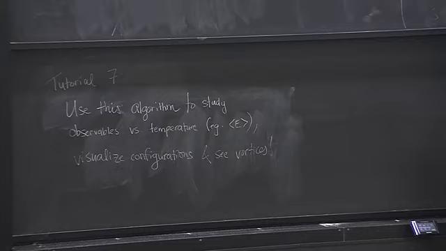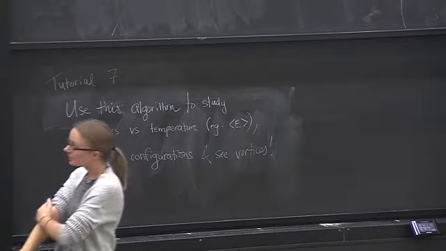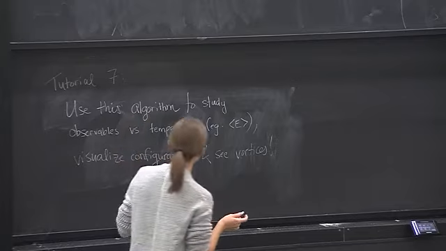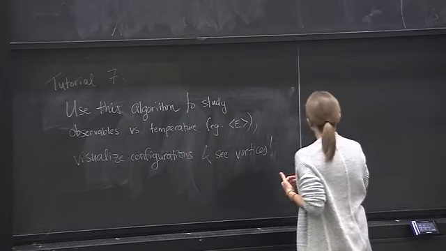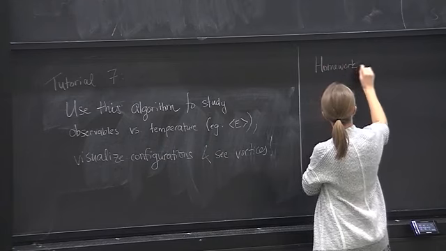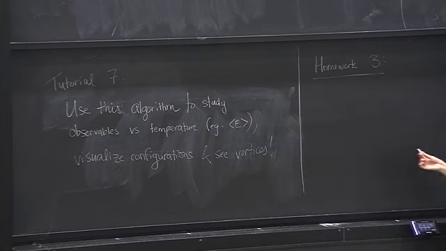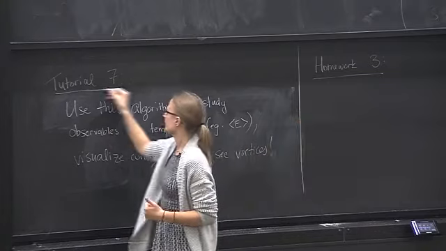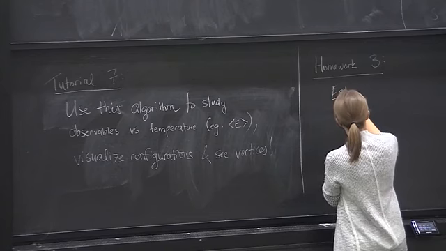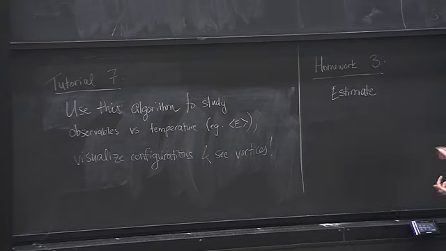When you do these updates, you're going to see that your very simple single spin flip Metropolis algorithm is going to give you configurations with vortices, and you'll be able to see them. On the question that you're going to get after the tutorial today, you're going to use this code from the tutorial to estimate the critical temperature in the XY model.